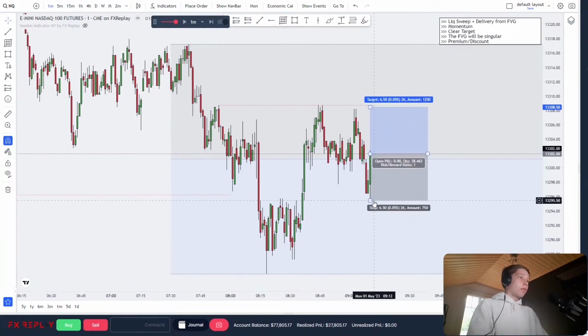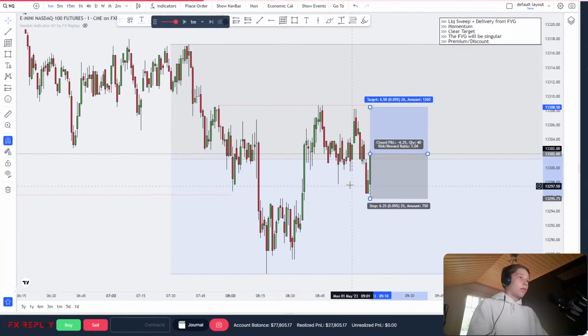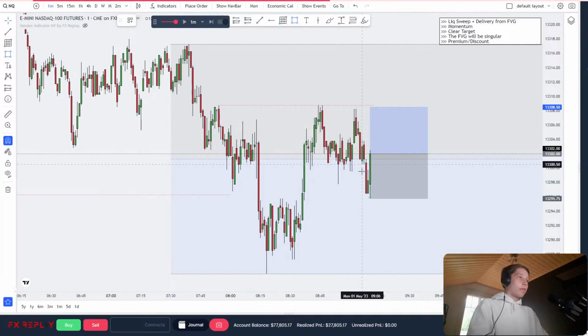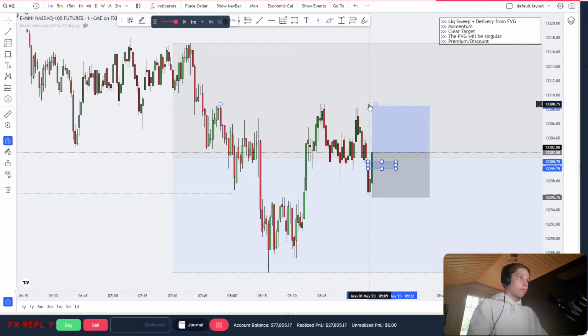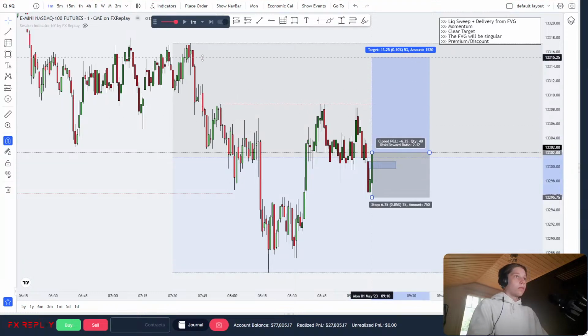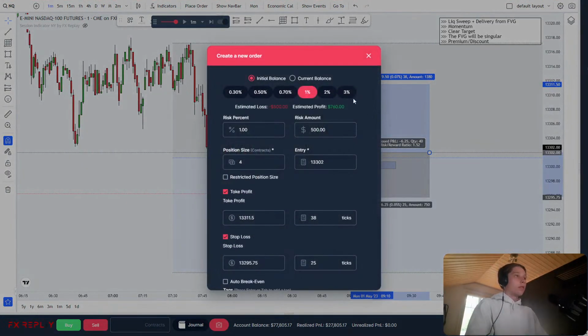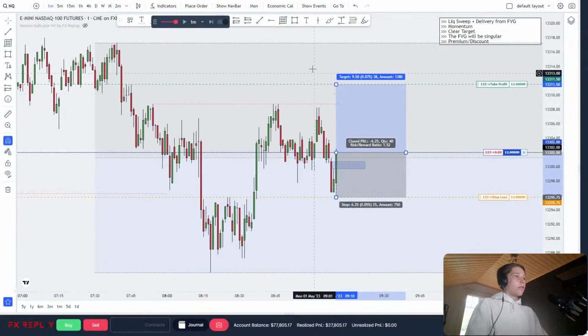Obviously, your problem would be that small gap here, but we do flip that with nice momentum. I would go target up here. I do think this is fine.